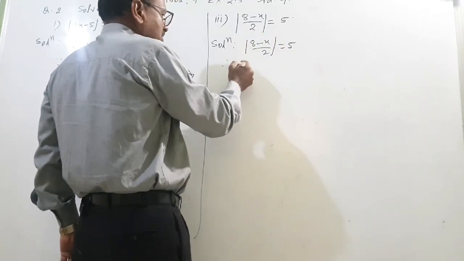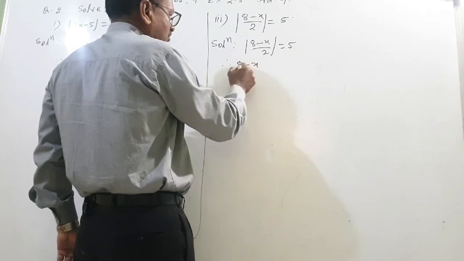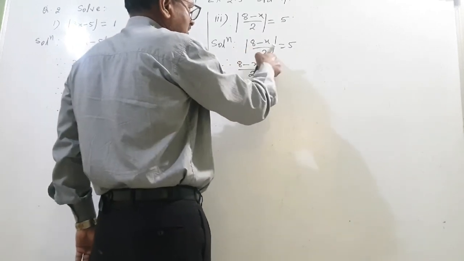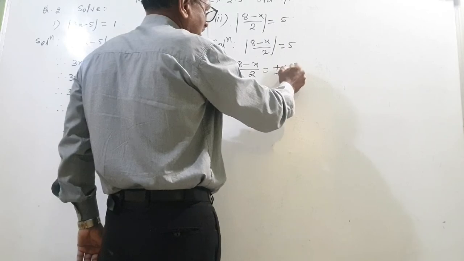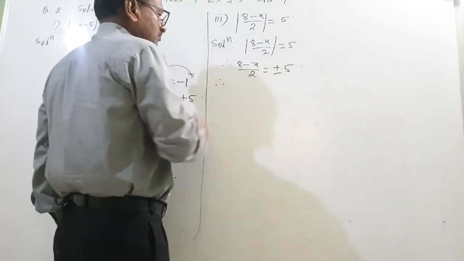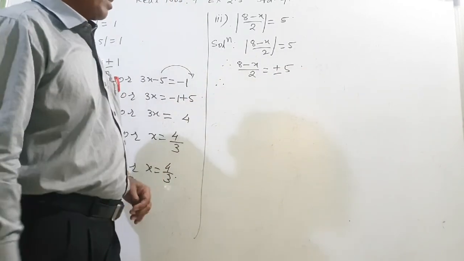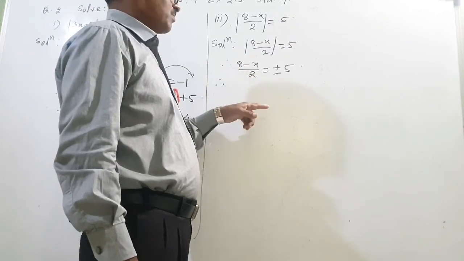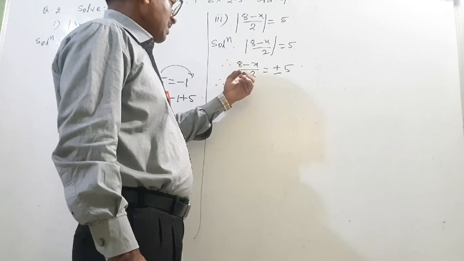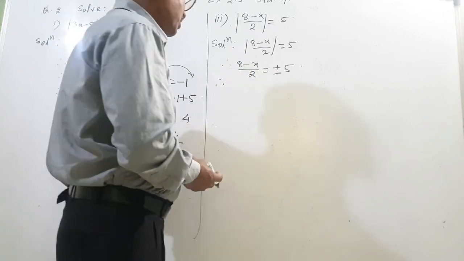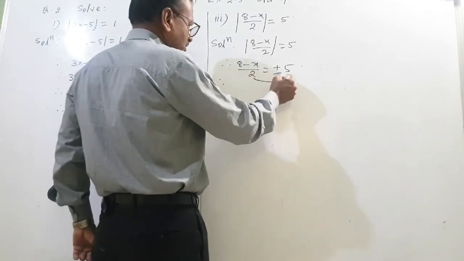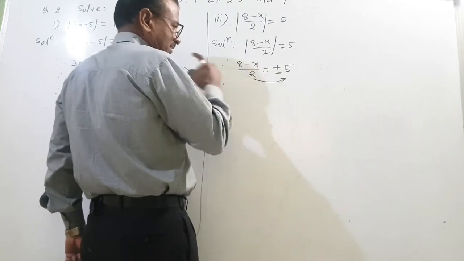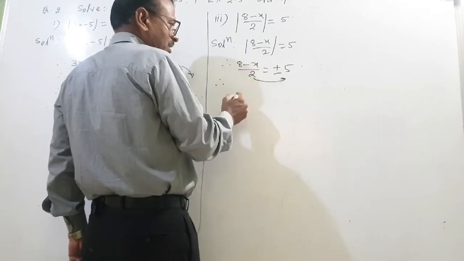Now I will remove this modulus sign. 8 minus x upon 2, if I remove this sign, will become plus or minus 5. Therefore, now I have to shift one by one. If I think of shifting this 8, it is not possible because for both of them it is upon here. So definitely this 2 is single. Shift that to that side. Here it is upon, so it will become into.